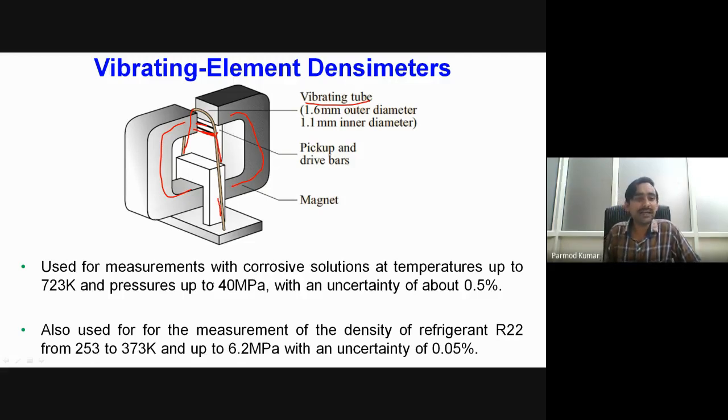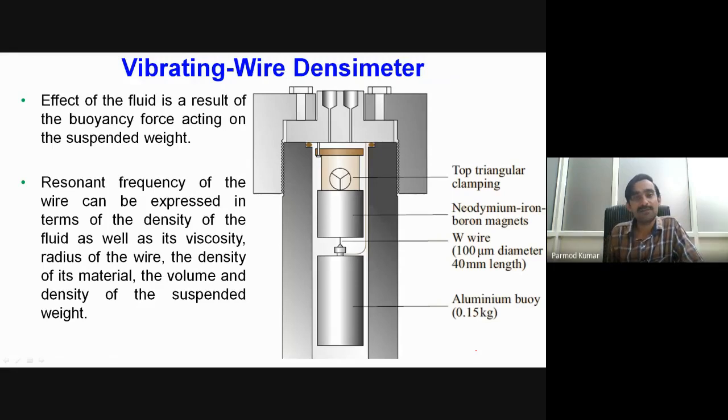Okay, so this type of particular device is used for measurement with corrosive solutions at temperatures up to 723 Kelvin and pressures ranging even up to very high pressures of 40 megapascals. Okay, and here we are having uncertainty of around 0.5%. These are also used for measurement of density of refrigerants from 253 to 373 Kelvin temperatures, and pressures up to 6.2 megapascals, and uncertainty of these measurements was 0.05%.